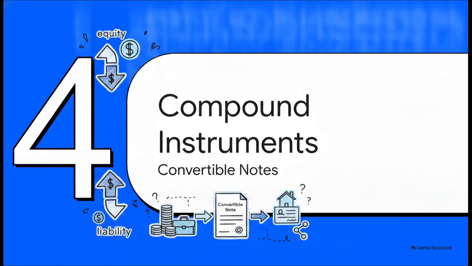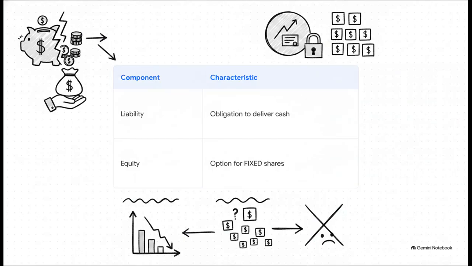Let's move to Section 4, compound instruments, convertible notes. So, what happens when an instrument has characteristics of both a liability and equity? Enter the classic convertible note. When a company issues one of these, ASB 132 forces you into split accounting. You actually have to break it into two pieces at issuance. The liability component is the obligation to deliver cash for interest and face value. The equity component is the embedded option to convert that note into shares, but, and this is a massive exam key, that conversion must be for a strictly fixed number of ordinary shares. If that number fluctuates, it fails the equity test completely.